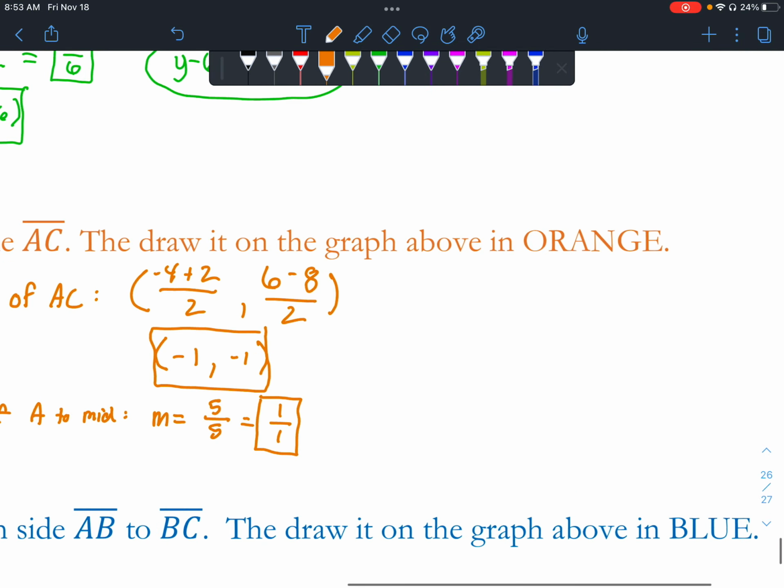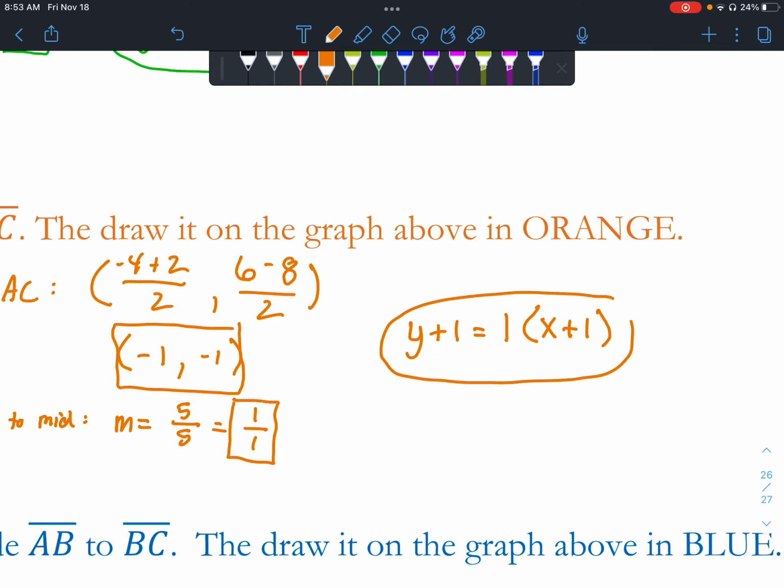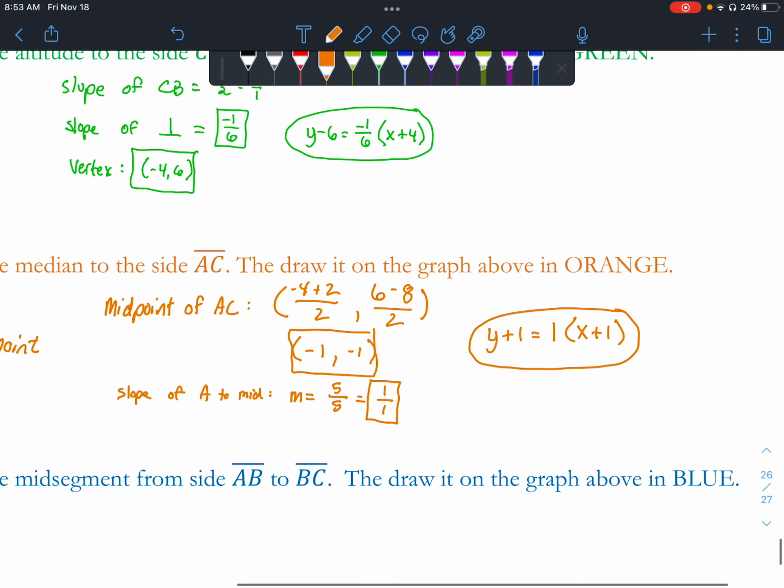So we can throw this into point slope form. Since the midpoint's right here, I'm just going to use that one really quickly. We'd have y plus 1, remember, because we take the opposite of that value. My slope is 1 over 1. I might just write that as 1 though. And then the same thing with your x's. We are technically using the opposite of that x value right there. This looks like a beautiful equation for your median.